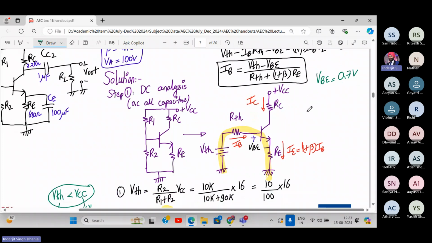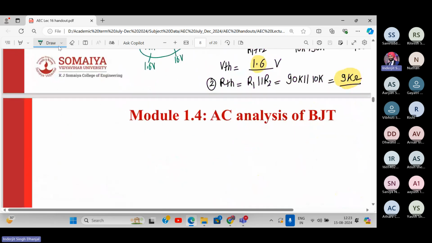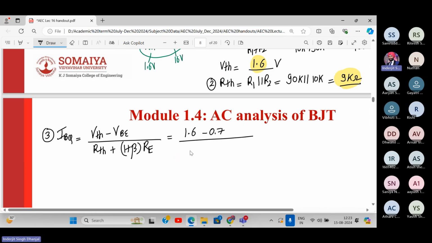Now this is point number 3. Have you completed up till here? Can I go down? Yes, sir. I'm continuing here, point number 3 from here. I'm rewriting the formula for IBQ. It is VTH. Many students make a mistake of writing this as VCC. Then it becomes wrong. It is RTH plus (1 plus beta) times RE. Always write the numbers over here. So this will be 1.6 minus, it will take one more step, but it never goes wrong.